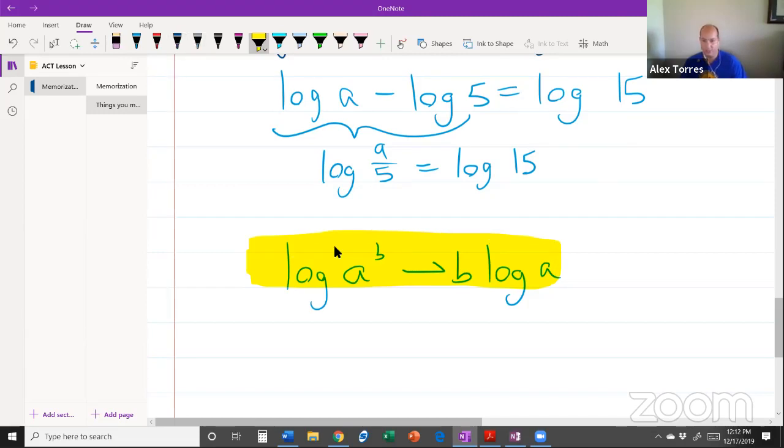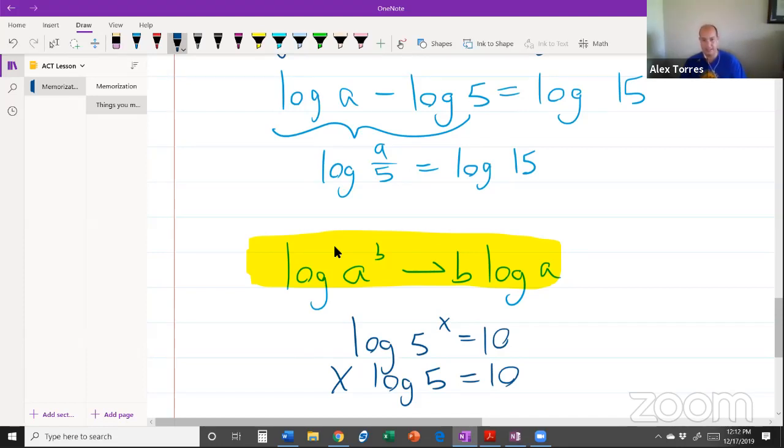So here you could imagine a question that says the log of 5 to the x power equals 10. And what do we do with that? Well, if we bring the x out front according to the power rule, x log 5 equals 10, we could divide both sides by log 5, and x is whatever you get for 10 divided by log 5. So just countless things where if you know the rule, you get the point. If you don't know the rule, you don't get the point.